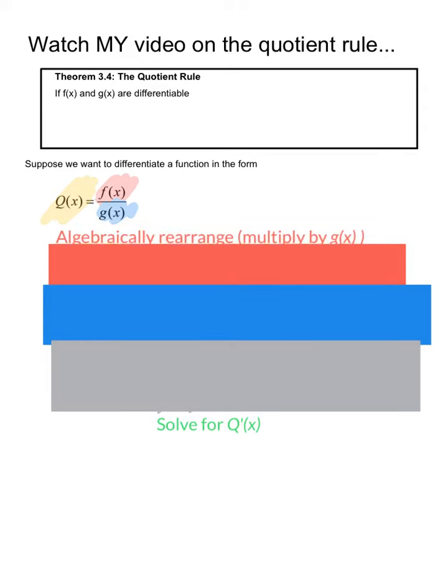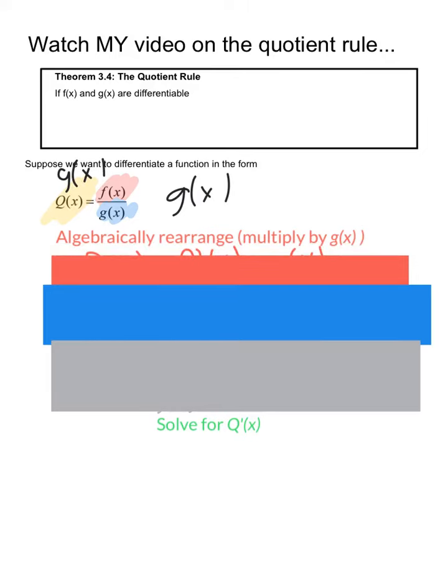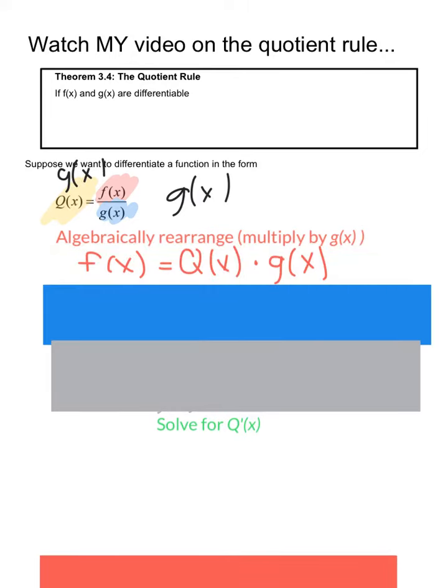So first, we're just going to rearrange the function by multiplying both sides by g of x. So if we do that to both sides, we'll be left there. Now, we've just rearranged it, so I did flip from left to right, but we know that f of x is the same thing as q of x times g of x.